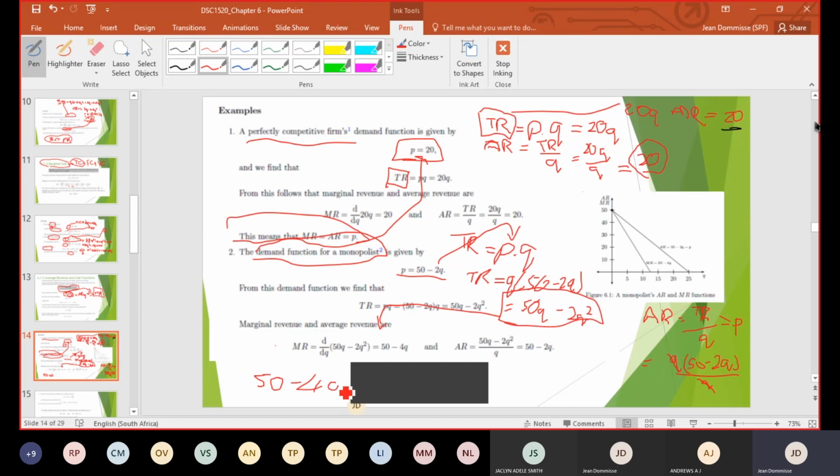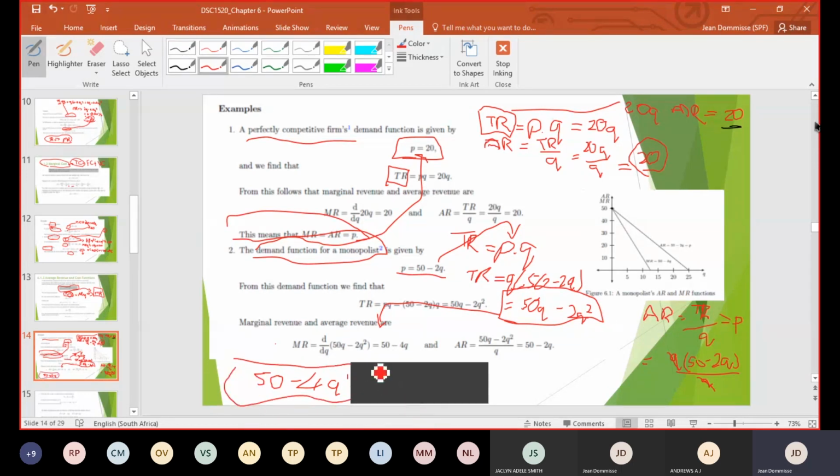We still have a Q. Q to the power of 2 minus 1 basically gives me the 1. So your marginal revenue is 50 minus 4Q. And now you can see that that is not the same. So like the first one, it is not always the same. I think that is the important thing to remember.